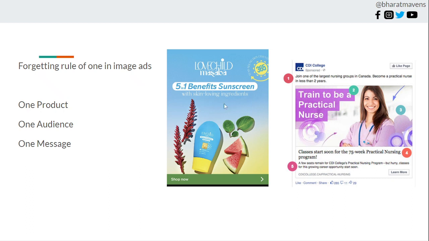Whereas on the right, it clearly says that you can join the largest group of nursing groups and become a practical nurse. So it is one product, which is becoming a practical nurse, one audience, which is going after nursing groups, and one message, saying train to be a practical nurse. Here nothing is clear, here everything is clear. Clear sells, clever never sells.